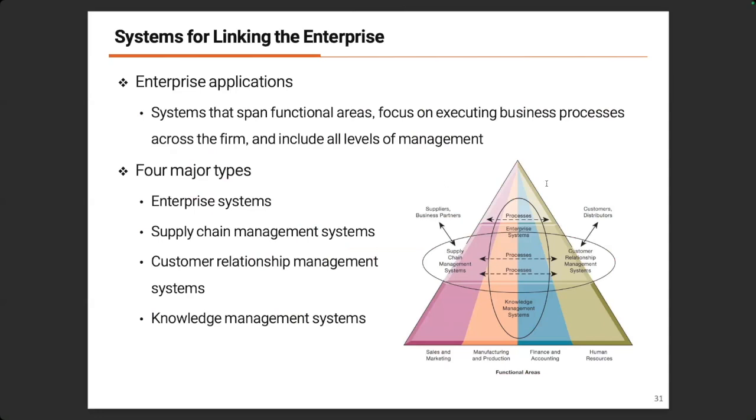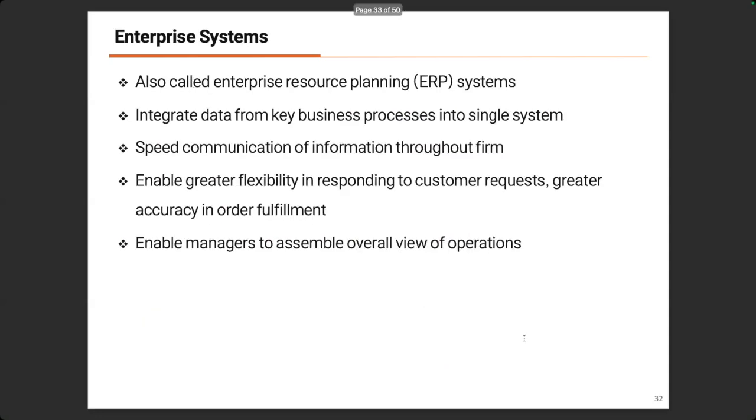Okay, actually, as you can see in this figure, some of the enterprise applications integrate the business processes horizontally. So these kinds of applications deal with multiple functional areas from sales and marketing to human resources, and some of them integrate vertically. So these kinds of systems deal with multiple organizational levels, from management to rank and file employees. So let's look into each application more closely.